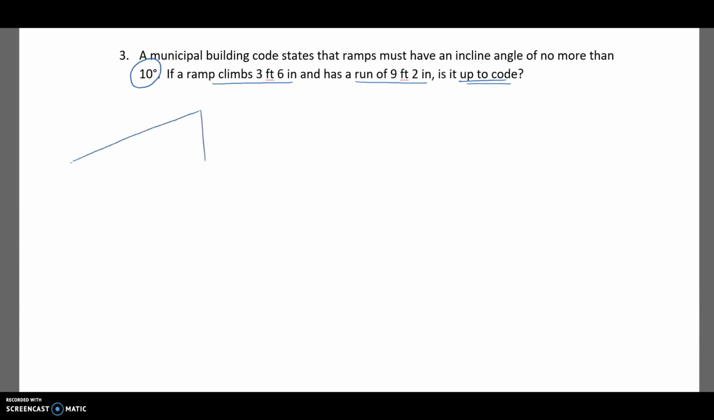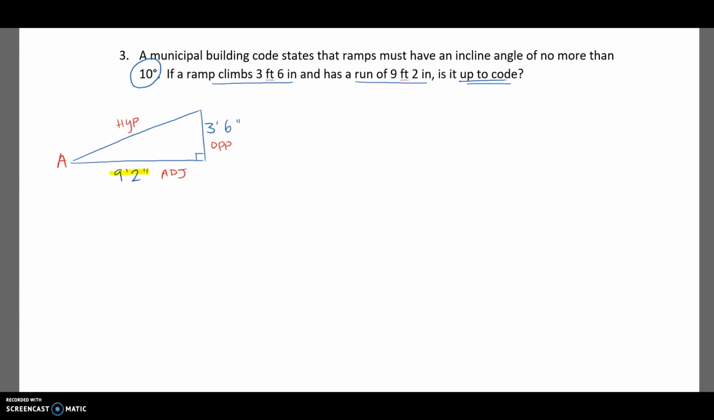If I sketch this out, it climbs 3 foot 6 inches, so that's my rise, has a run of 9 foot 2 inches. I want to know angle A, the angle of incline. Labeling my triangle, I know the opposite side and the adjacent side, so I'll be using the tan function to solve for my unknown angle.